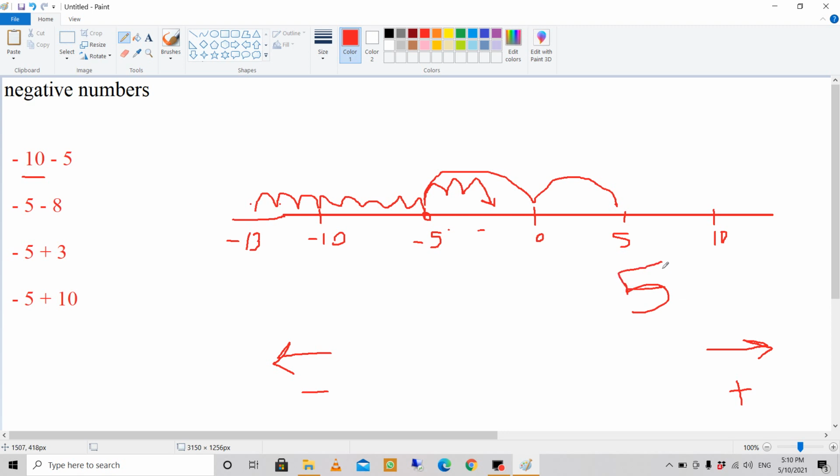So this is how the negative numbers work. I'll make another short video for the next tutorial.